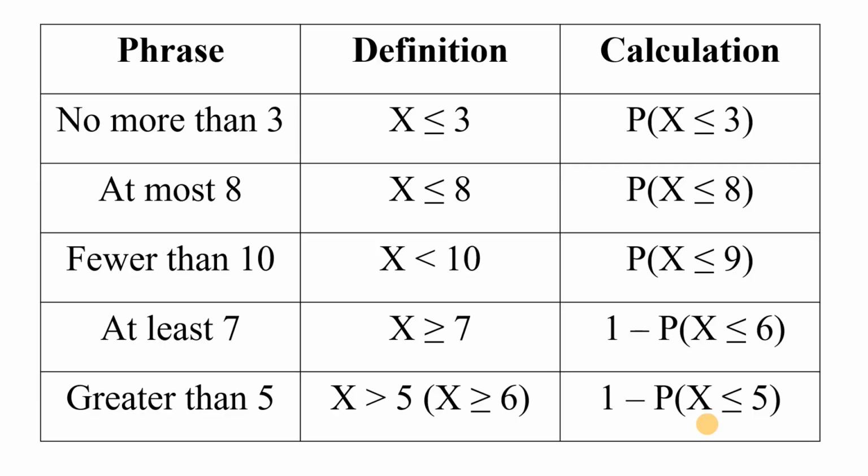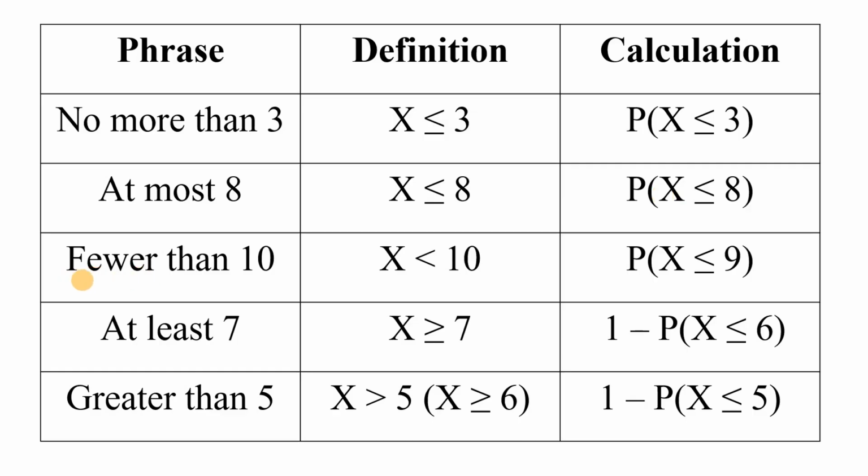Okay, so for the rest of this video we're going to go through exam questions, but I want to mention one thing that's talked about on page 92 in the textbook, and they have this table here that I've just copied from the textbook. In exam questions, they can use certain phrases that mean different things in terms of the inequalities. So if an exam question says no more than 3, this means that x is less than or equal to 3, and we can put this probability directly into our calculator. If an exam question says at most 8, this means x is less than or equal to 8, and we can put this probability directly into our calculator.